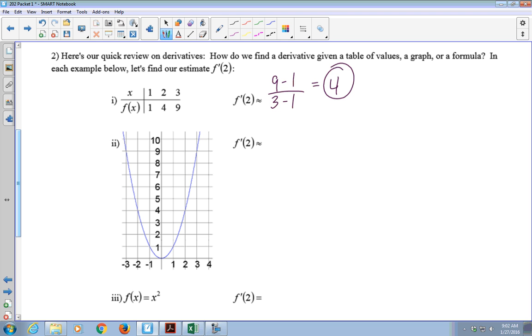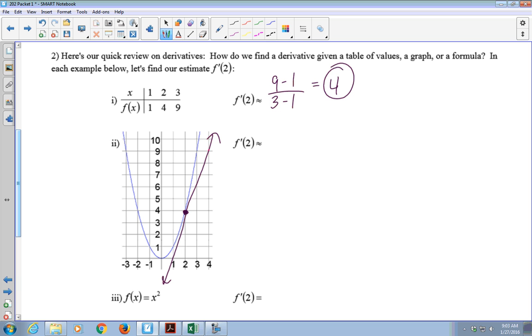If rather than a table of values, I give you a graph, and I want you to estimate f prime of 2, we draw a tangent line. Then how would I estimate the slope of that line? You can just count rise over run, draw a little triangle, or pick 2 points that are on the line and calculate the slope.